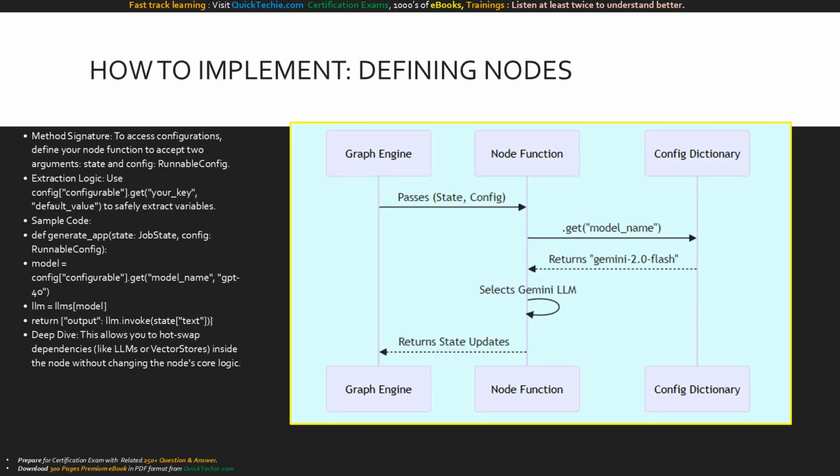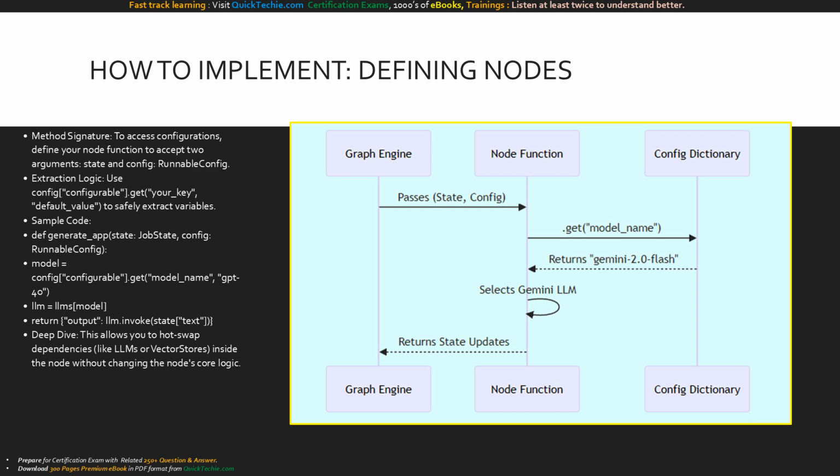Let's look at how to implement this in code. It requires a slight adjustment to how you define your nodes. Normally, a node function just accepts a state parameter. To unlock runtime arguments, simply add a second parameter typed as runnable config. Inside the function body, you navigate into the configurable dictionary and use the .get method to safely extract your custom variables, ideally providing a fallback default.